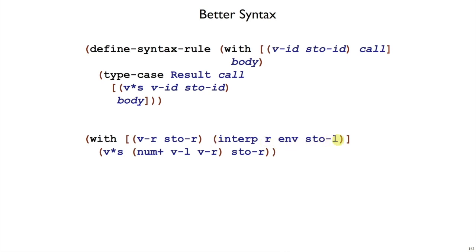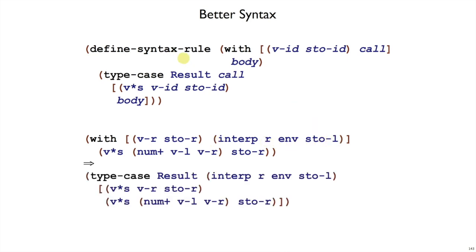And what Plait will do is change this with form based on this rule. It'll change it to open paren type-case result. And after open paren type-case result, we have call. That will be whatever matched this part, which is this interp rm stow. So that's why we have interp rm stow. And since it's VR matched up with the vid, that's why we have a VR down here, because we used that right here. Vid right here becomes VR.